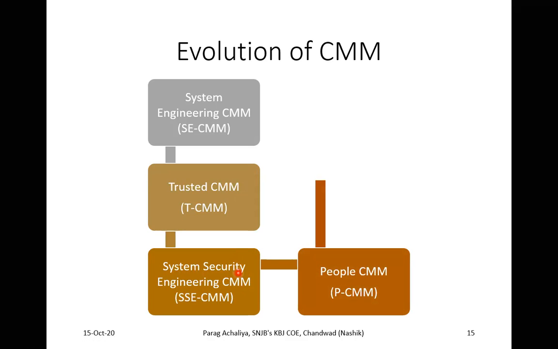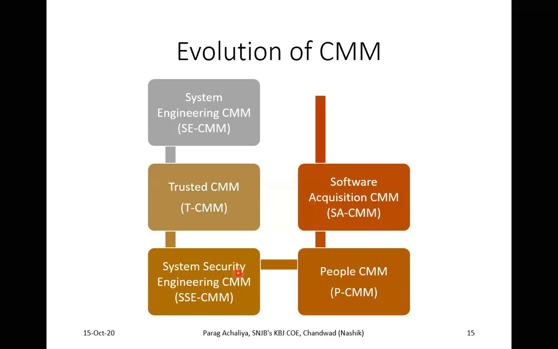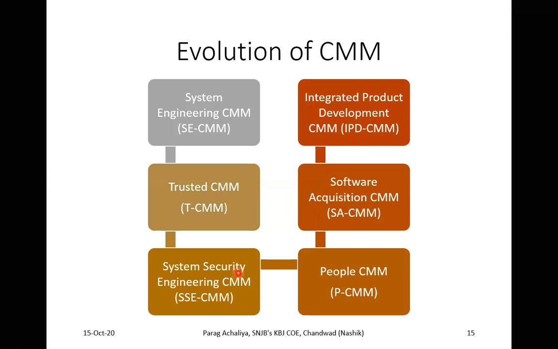The next will be People CMM, PCMM. The name again tells you that this type of CMM will focus on your people, the various people involved in the application. Next is Software Acquisition CMM, SACMM. And the last one is Integrated Product Development CMM, IPD CMM. So this is how CMM has evolved, starting from SECMM to IPD CMM.